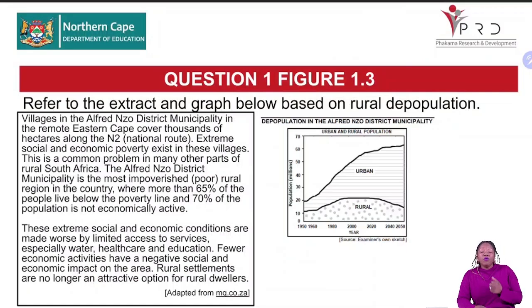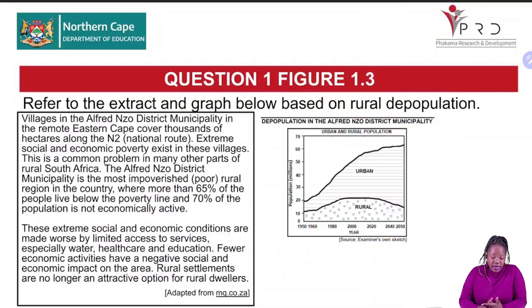So your long question will be based on the diagram, will be based on the extract. Therefore, it is important to go through whatever resource the examiner has given you. So for instance, in this one, you refer to the extract as well as the graph below on rural depopulation. By now you need to think back, what did we discuss about rural depopulation? So we're going to have to read the extract first before we go to the questions.